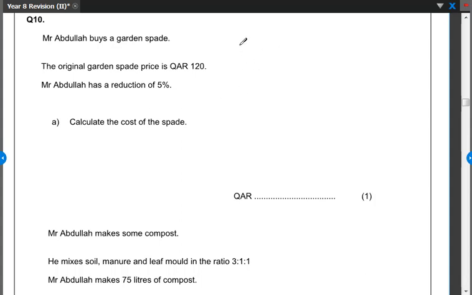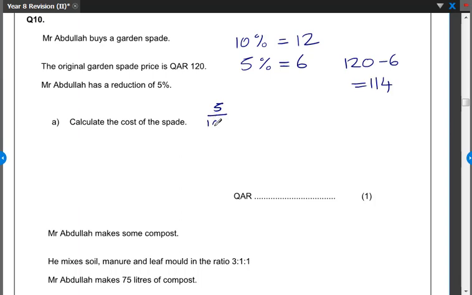There's a few ways of doing this. You could say 10% equals 12. So that means 5% equals 6. Then you say 120 minus 6 equals 114. You could go like 5 over 100 times 120. They cancel.